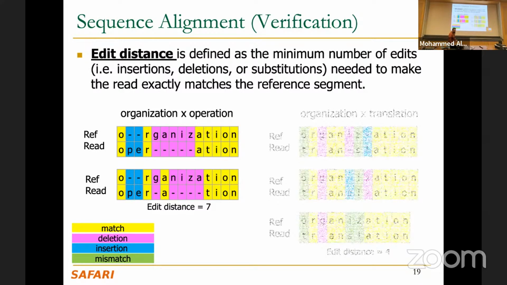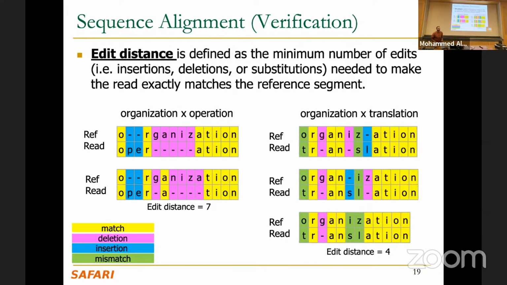Take another example, organization and translation. So I have 3 ways to do it. Which one is the edit distance? The third one. Perfect. Excellent. So the third one provides you the minimum number of edit operations needed to make this word similar to this word. That's why the edit distance is 4.